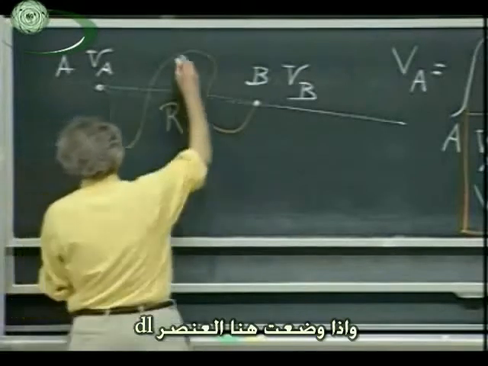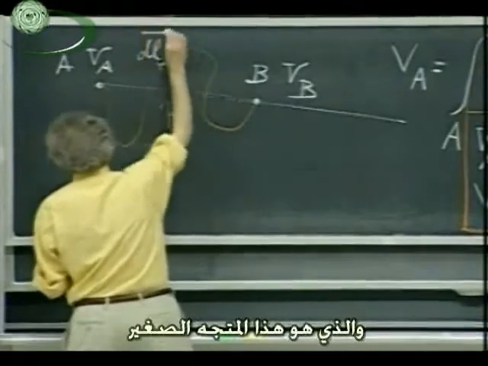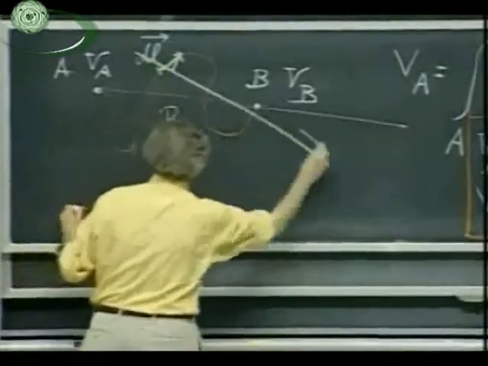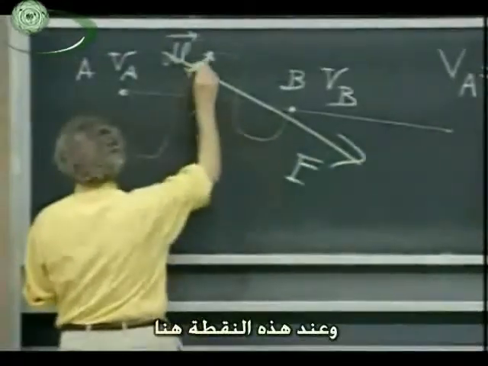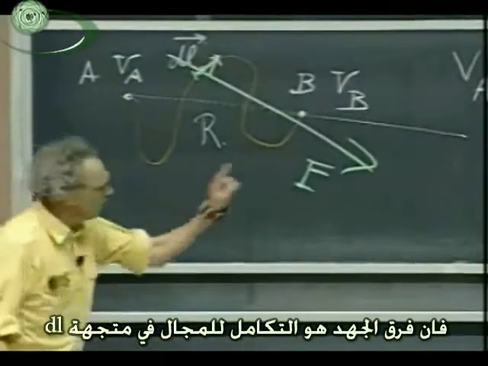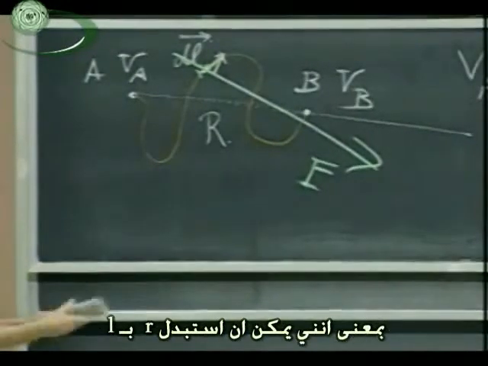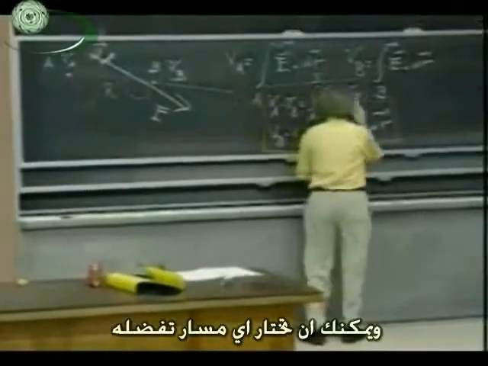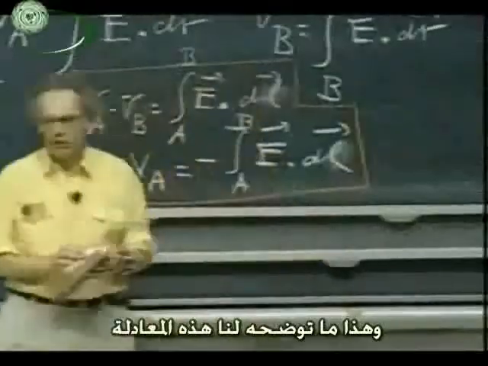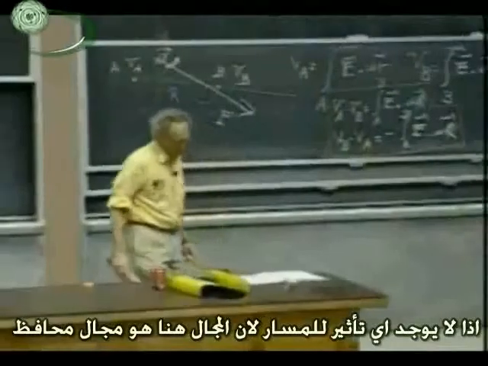And so if now I introduce here an element dl, which is a small vector, and if the local E vector here is like so, at this point here, then VA minus VB is the integral of E dot dl. In other words, I can replace the R by an L, and you may choose any path that you prefer. And that's the way that we will show you this equation most of the time. So it makes no difference how you march, because we are dealing here with conservative fields.